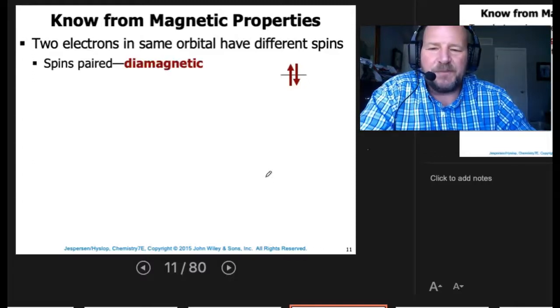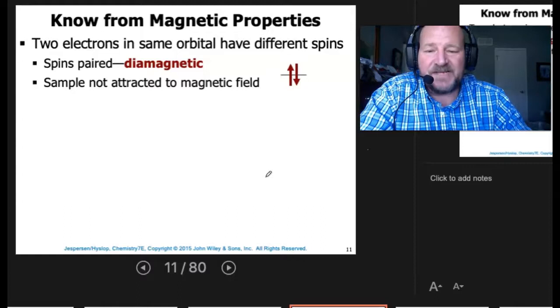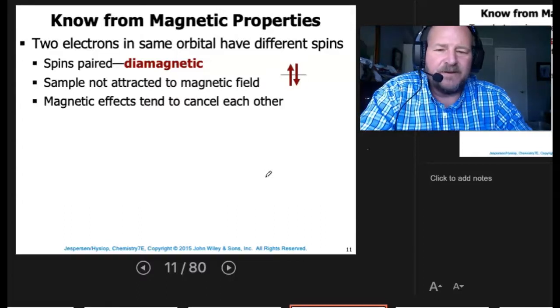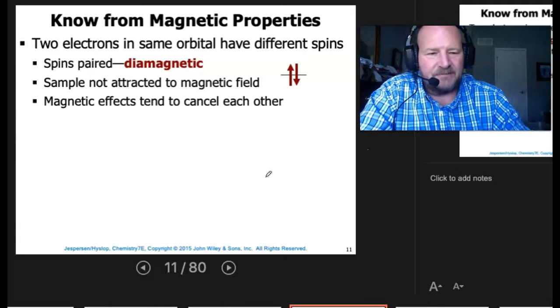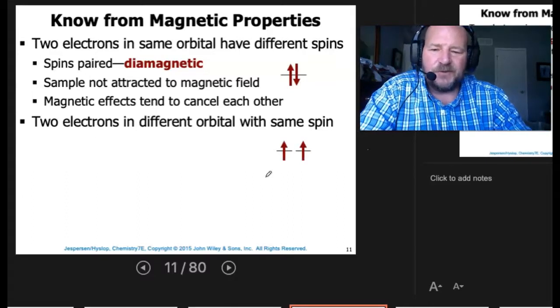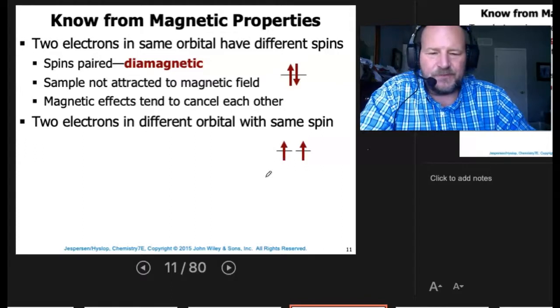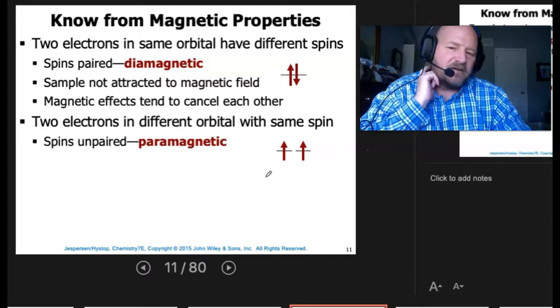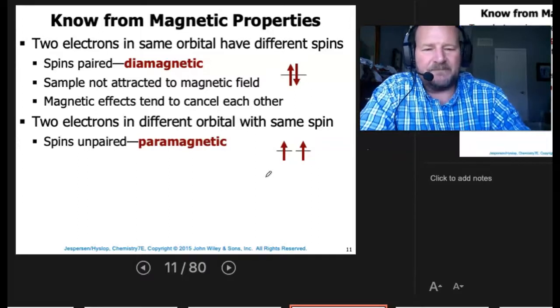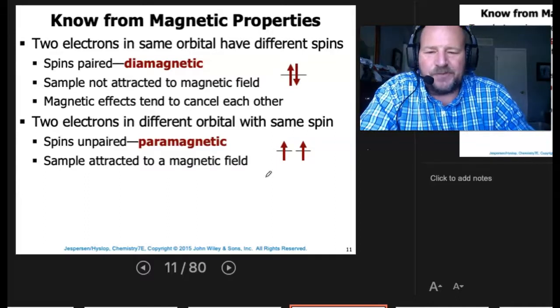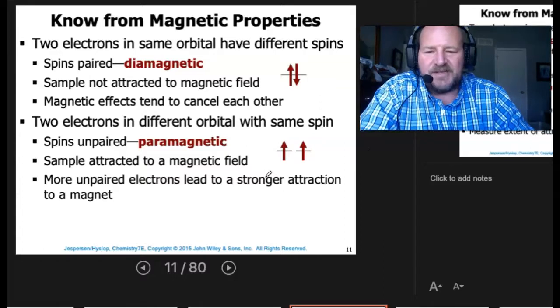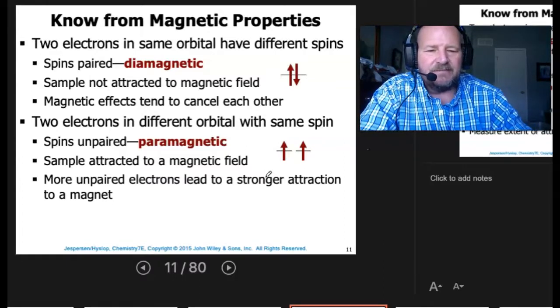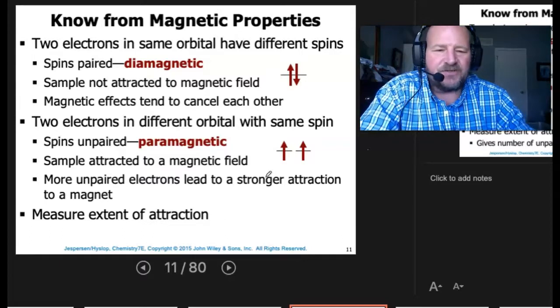If the spins are paired, we call that diamagnetic. That means the sample itself is not going to be attracted to a magnetic field. Magnetic effects tend to cancel each other out. Now, if I have two electrons in different orbitals with the same spin, the spins are termed unpaired, and they are called paramagnetic. At this point, that sample should be attracted to a magnetic field. The more unpaired electrons, the stronger the attraction to a magnet. And we can actually measure the extent of attraction.